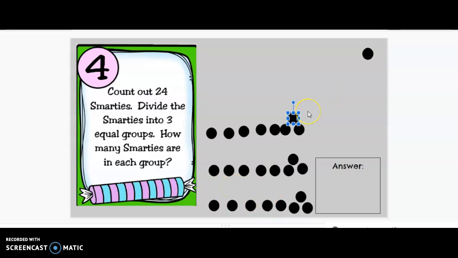What would that look like? If you said 3 times 8, you're right. And 3 times 8 equals 24, which is our total amount of Smarties. So in each group, because we have 3 equal groups, we have 8 Smarties. So go to your answer box, type in 8.